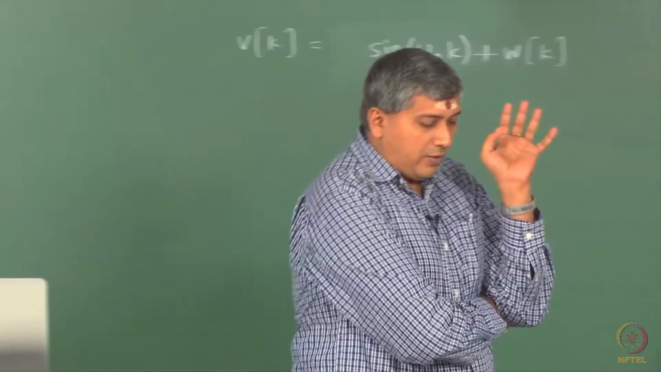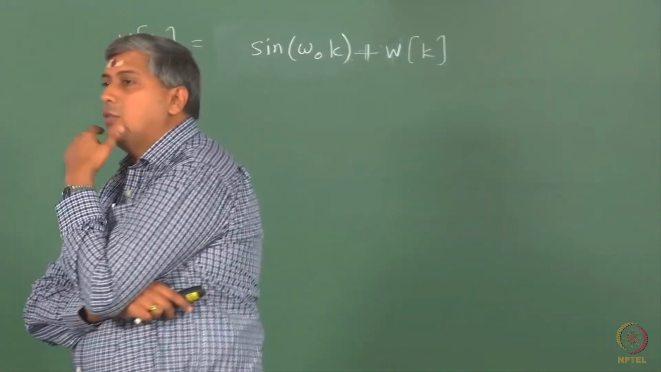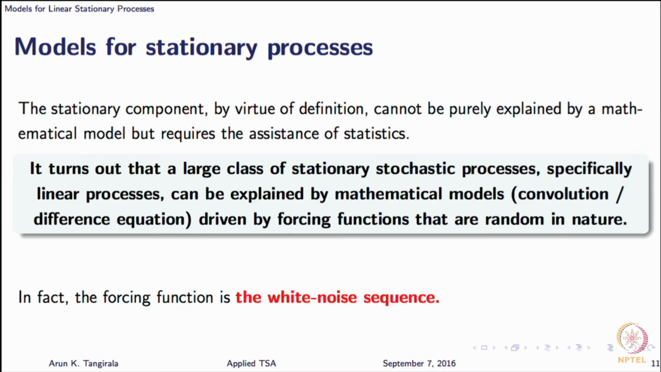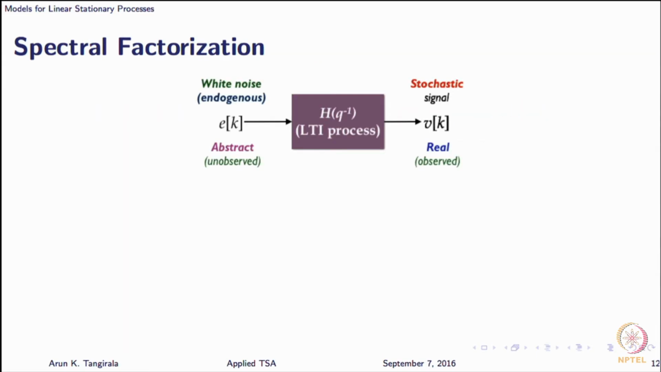So, when you look at the literature on stationary processes, it turns out that a large class of stationary processes, as I have said before, can be explained by a mathematical model. What we mean by mathematical model is a convolution type or a difference equation form driven by some random signal, and this random signal happens to be the white noise sequence. We have already seen that interpretation before, and the schematic representation is shown for you just so that you get a better picture. So, essentially, this holds for a large class of stationary processes, and when I say large class, that means there is a class of stationary processes which cannot be brought into this framework.